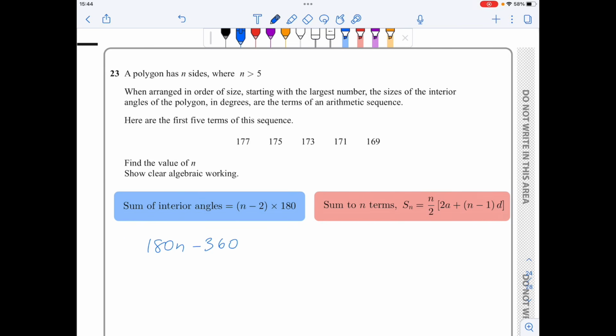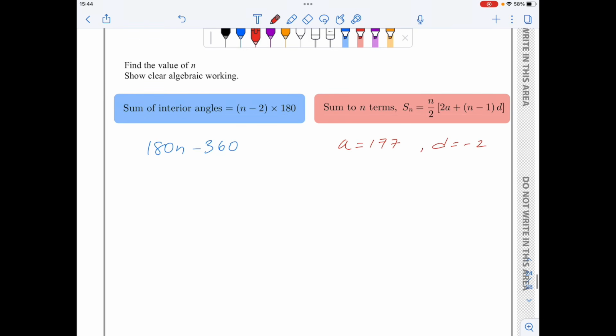That was the easy part. Let's go to the right one, the arithmetic sequence. Now the first term is given, it's 177. The common difference is minus 2 because each term is 2 less than the previous one.